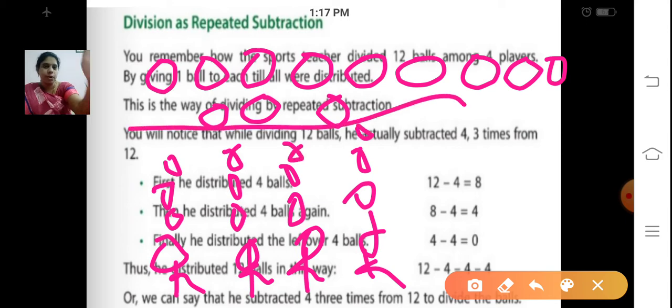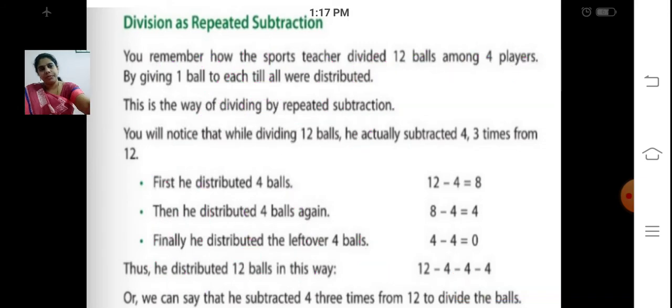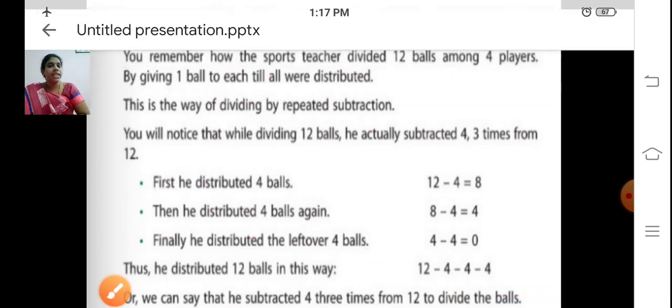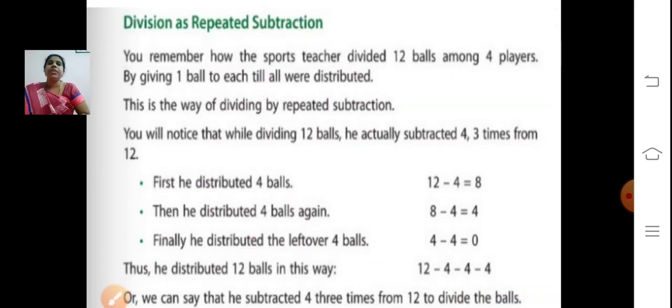Just count 12 balls, right? So he gave 3 balls to each one of the children. Now how to do this in repeated subtraction, that we'll see now. Same question, we will do it in repeated subtraction.